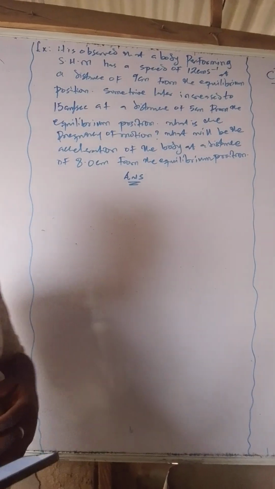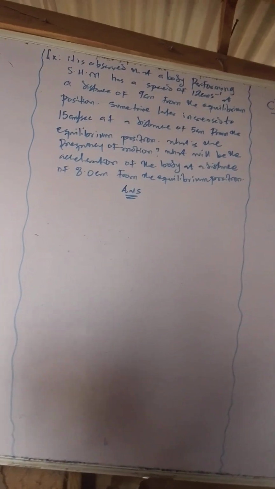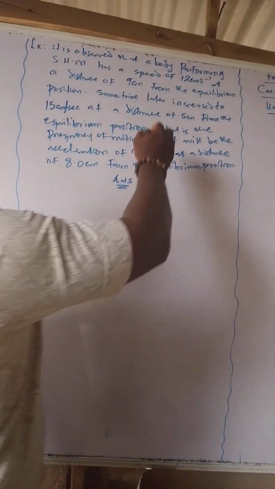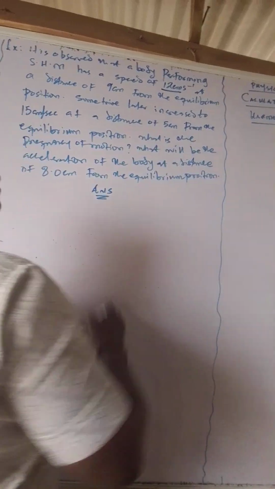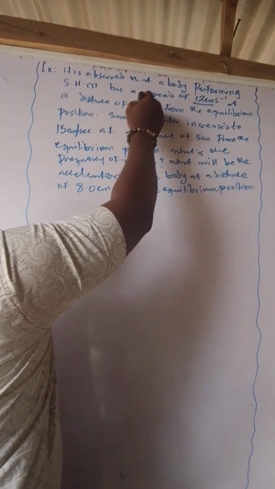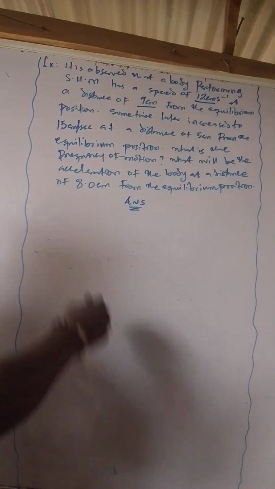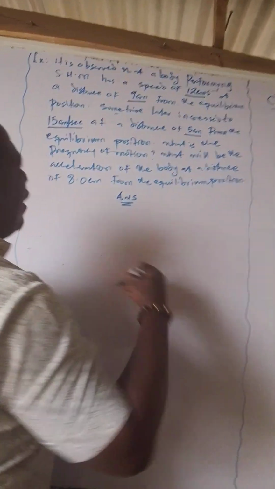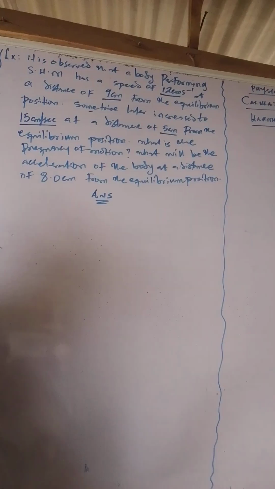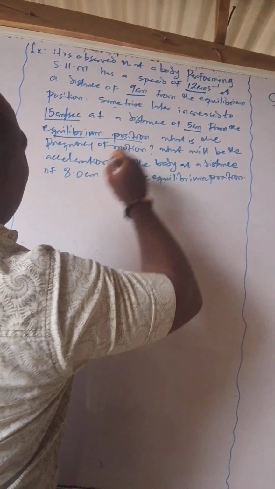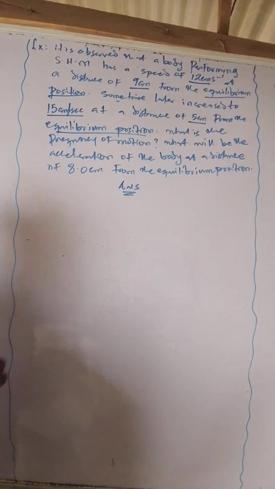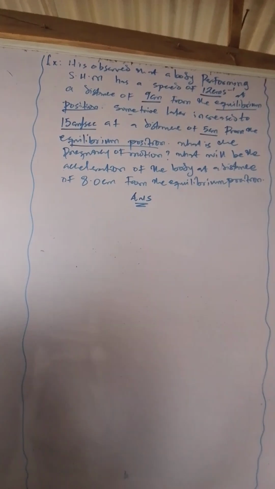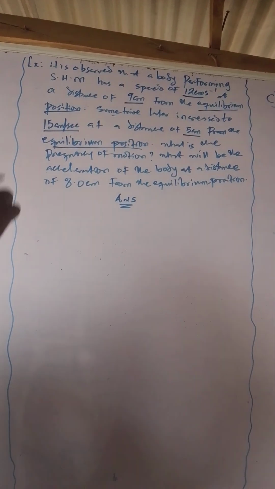Question 1. It is observed that a body performing simple harmonic motion (SHM) has a speed of 12 centimeters per second at a distance of 9 centimeters from the equilibrium position. Sometime later, it increases to 15 centimeters per second at a distance of 5 centimeters from the equilibrium position. Take note that the distance from the equilibrium position is known as the displacement.